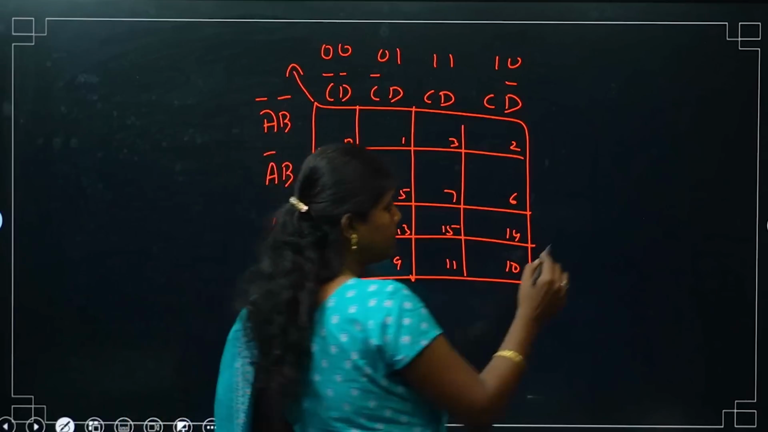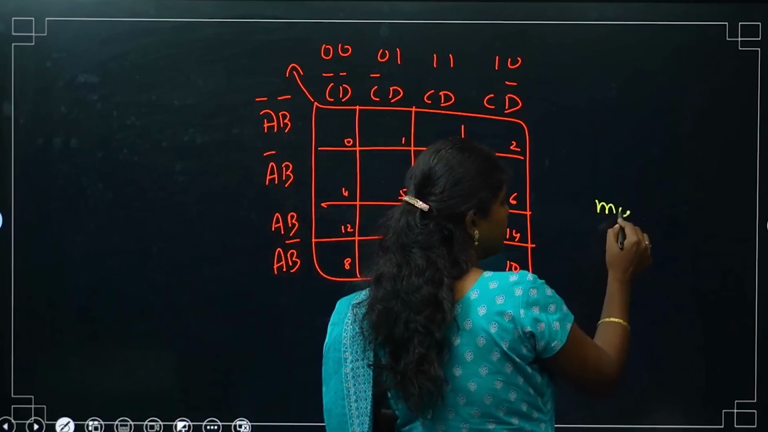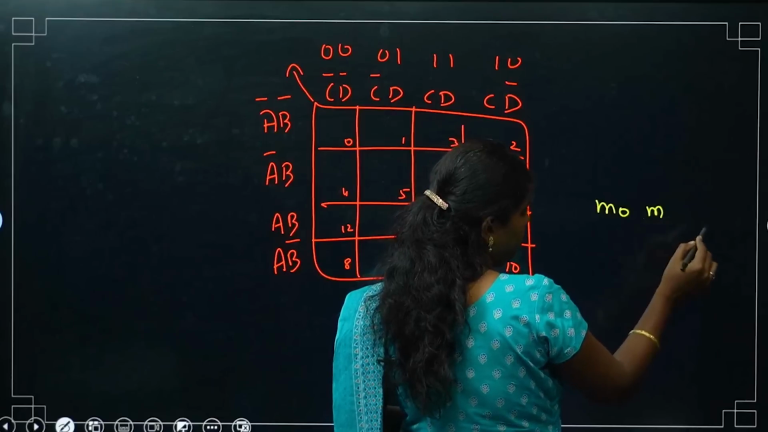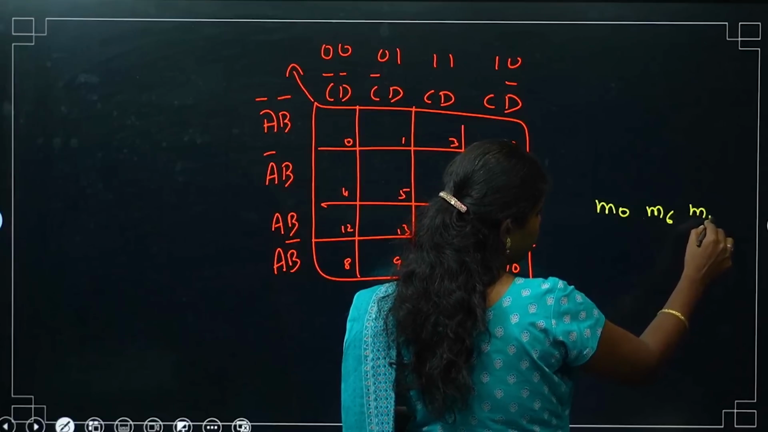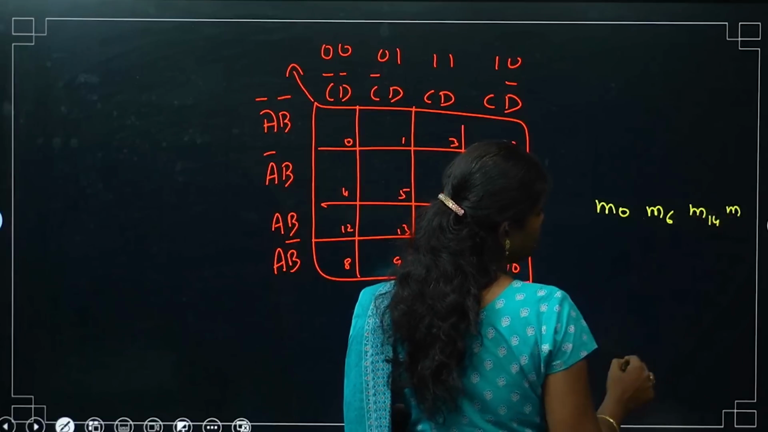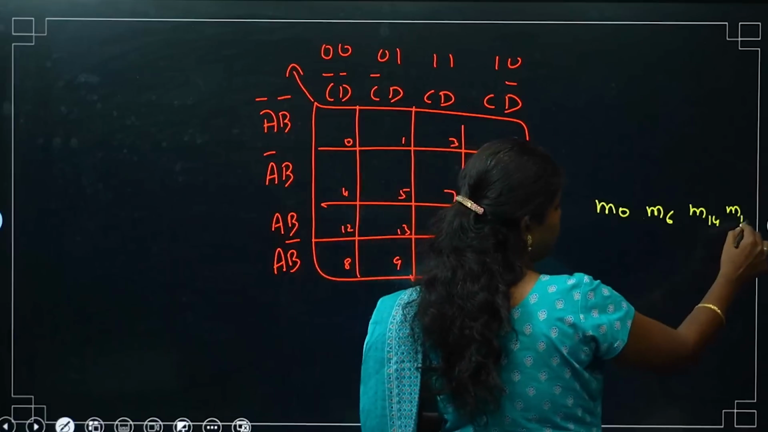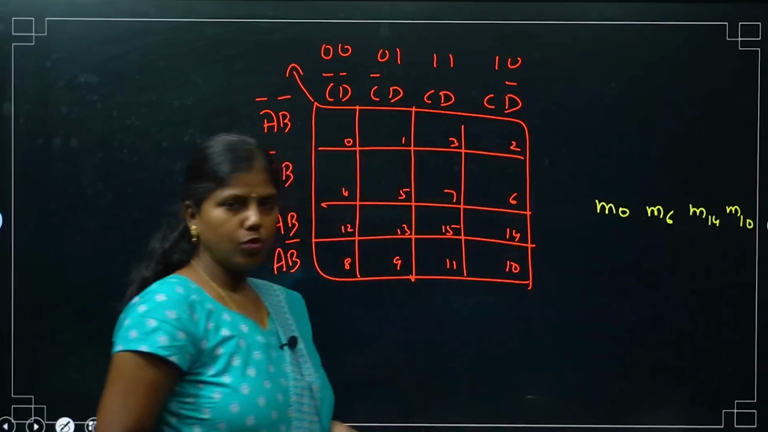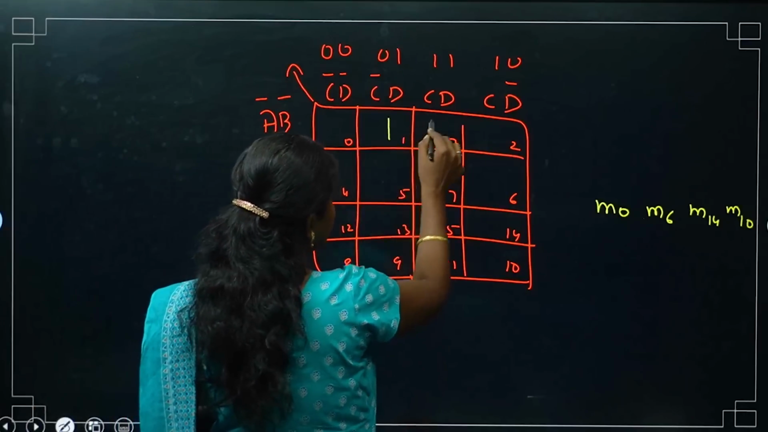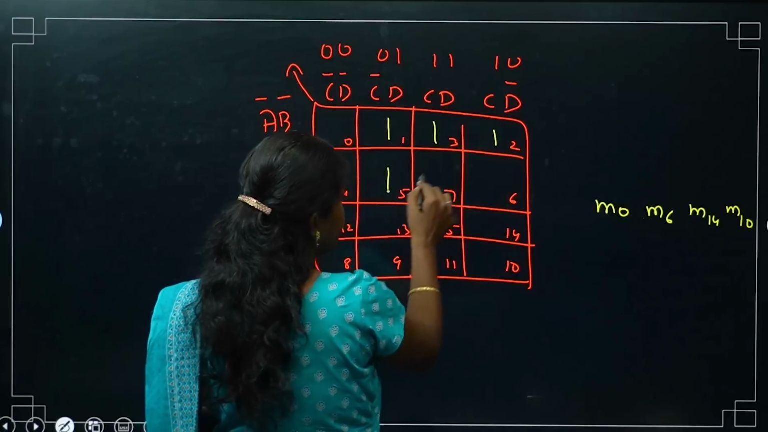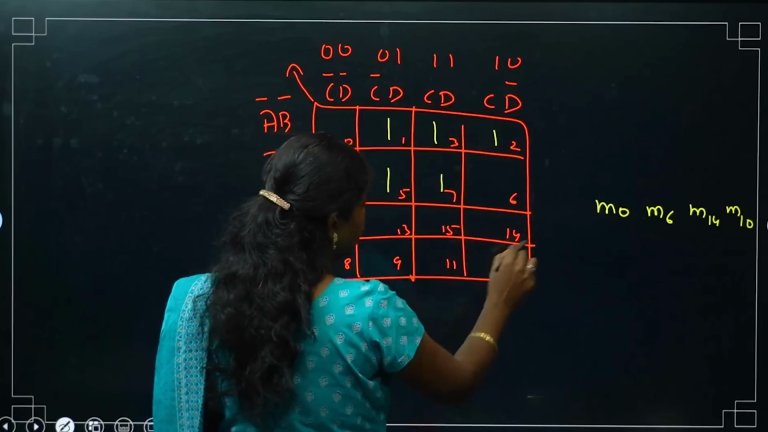So what is the minterm? Except, students, except M0, M6, and 14, and something else I missed. It's 10. So except these 4 terms, we had all the terms. Except these things, I'm going to mark everything. So 1, 2, 3, 4, 5, 7, and 0, 6 I'm leaving. 14, this I have to leave.